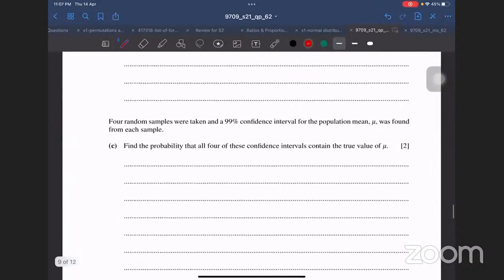And it says four random samples were taken and a 99% confidence interval for the population mean was found from each sample. Find the probability that all four of these contain the mean mu. So I'm going to say the probability of the first one containing mu is 0.99, then 0.99, then another 0.99. So I'm successful in all four intervals. That should give me 0.96.